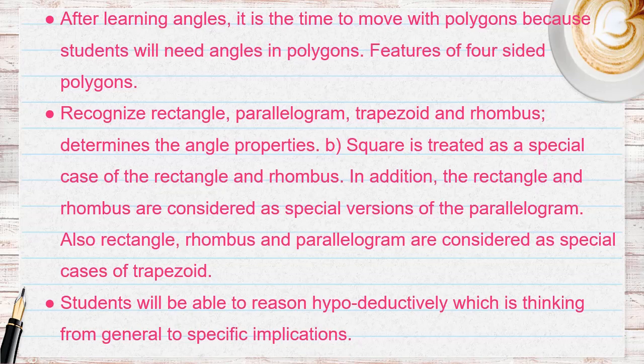Then it continues with polygons. Students need to recognize rectangle, parallelogram, trapezoid and rhombus and determine the angle properties. Square is treated as a special case of rectangle and rhombus. In addition, the rectangle and rhombus are considered as special versions of the parallelogram. Also, rectangle, rhombus and parallelogram are considered as special cases of trapezoid. Students need to realize that because they are able to reason hypothetico-deductively.